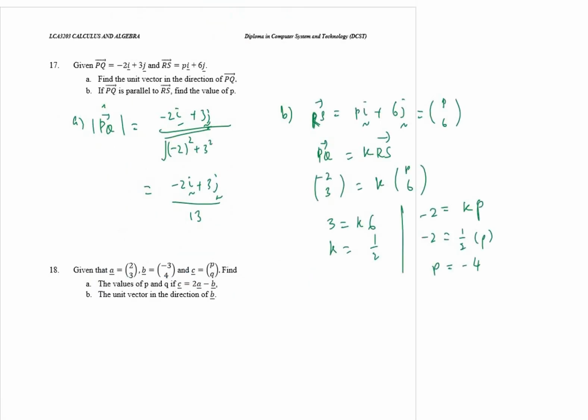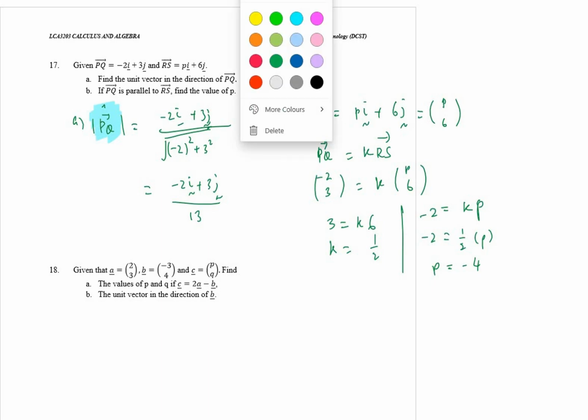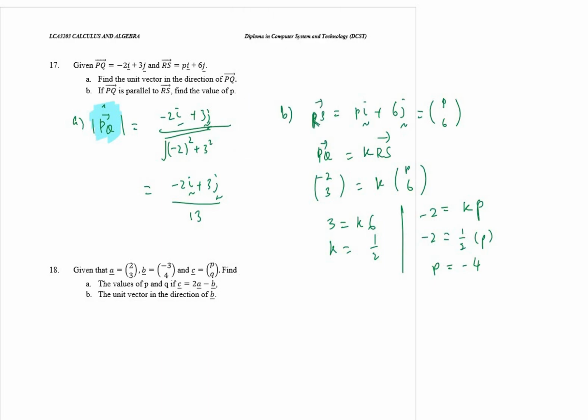Okay, we have 17 now. We are given PQ and RS, so you want to find the unit vector in the direction of PQ. So unit vector uses this symbol. Okay, then your unit vector is, the formula is the vector over the magnitude of the vector. So remember, to find the magnitude, you take the i square plus the j square, and then you square root everything. So this is your final answer.